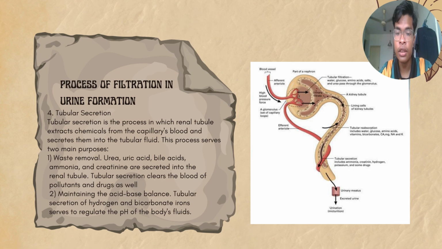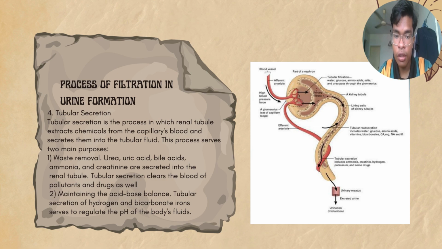Lastly is tubular secretion. Tubular secretion is the process in which the renal tubule extracts chemicals from the capillary blood and secretes them into tubular fluid. This process serves two main purposes. The first one is waste removal. Uric acid, bile acids, ammonia, and creatinine are secreted into the renal tubule.